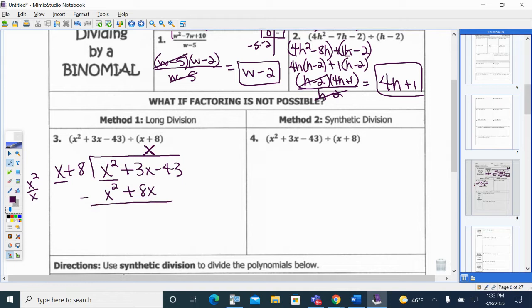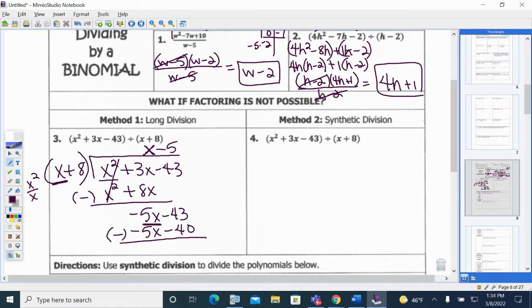The next step is to subtract. So x squared minus x squared goes away. 3x minus 8x is a negative 5x. Bring down the negative 43. Again, you look at those first two terms. Negative 5x and the x. So negative 5x divided by x is negative 5. So minus 5. And then we're going to multiply that negative 5 times the x plus 8, giving me negative 5x minus 40. Again, we've got to subtract.